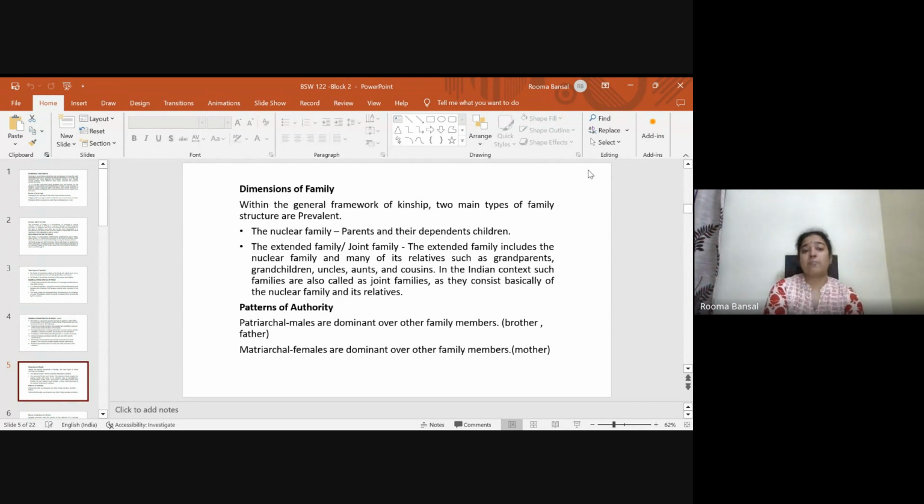Next is the matriarchal family, where females are dominant over other family members. It means a female is leading or heading the family. She is the decision maker. She has the right to take decisions. And who has given these rights to her? All the family members.